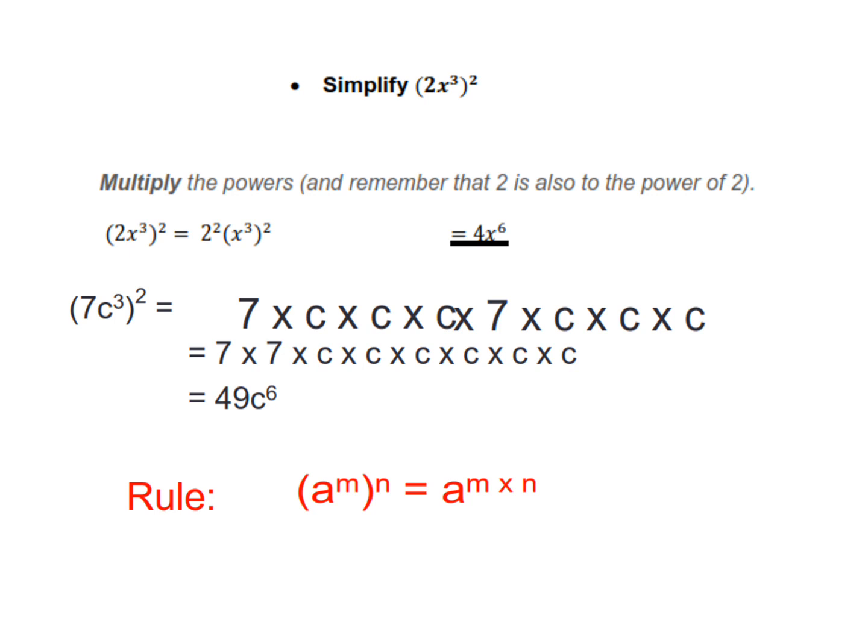This is solved as per the rule a to the power of m, the whole to the power of n, where m and n are multiplied, m multiplied by n. Here in our given example, m is 3 and n is 2. So 3 into 2 is 6.